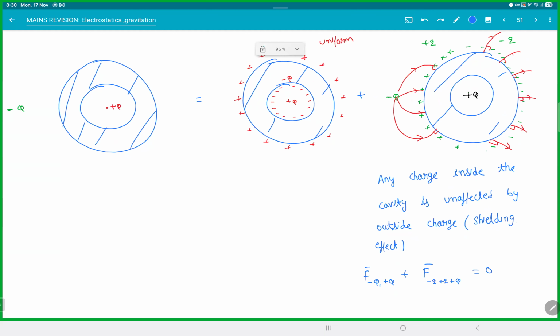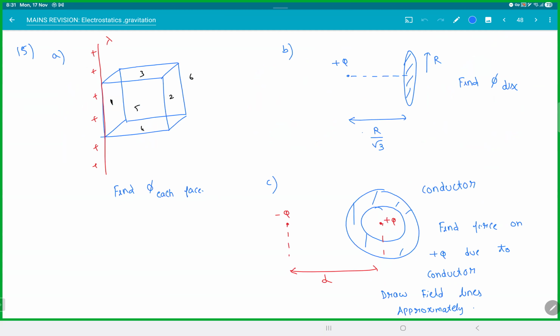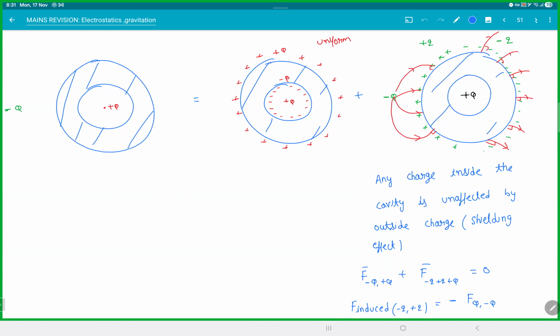So that itself is another question. Why is the force due to the induced charges, that means the force due to the induced charges, which is minus small q and plus small q, minus of the force between capital Q and minus q? And that we can calculate. Because the distance between them is d, the force is how much? Kq by d square. Now the question starts.